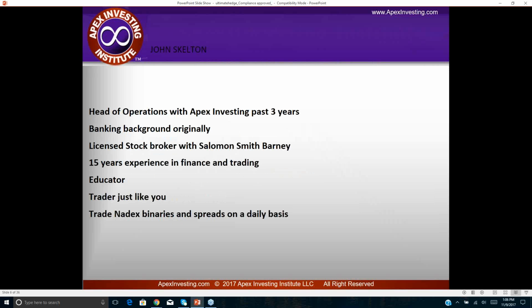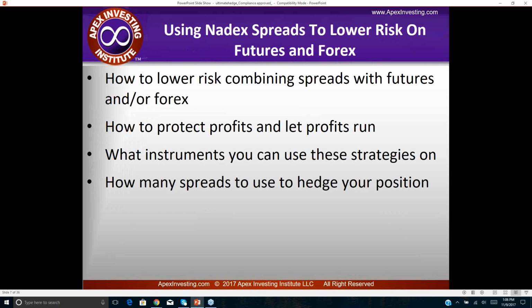All right, we love trading Nadex binaries and spreads. So let's jump right in. Using Nadex spreads to lower your risk on futures and forex. What do I mean by that? Well, let's say that you're a futures trader or a forex trader, okay? And you're new to Nadex. You haven't really traded a lot of Nadex binaries or a lot of Nadex spreads, and you have your own existing system trading spot forex or trading the futures markets.